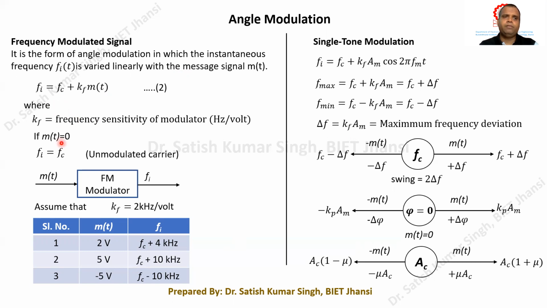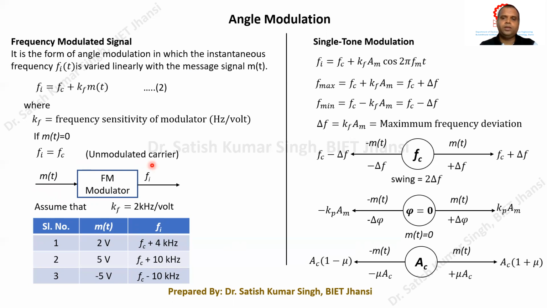Obviously, if we make m(t) equal to 0, it means the magnitude of the message signal is 0. In that case, the instantaneous frequency will be the same as the carrier frequency. So this carrier frequency we can also call an unmodulated carrier. Now let us suppose we have an FM modulator, and in this FM modulator we are giving a message signal m(t). What is the output of this FM modulator that we are expecting?